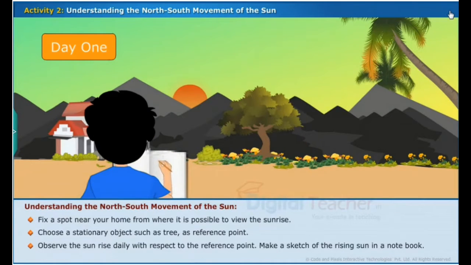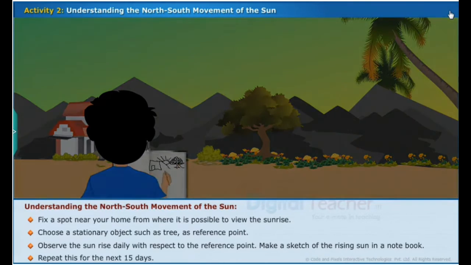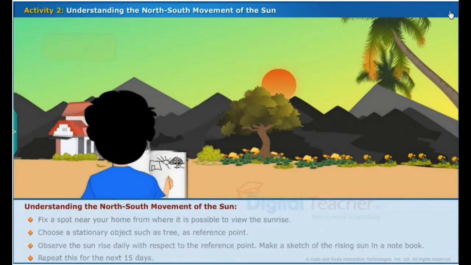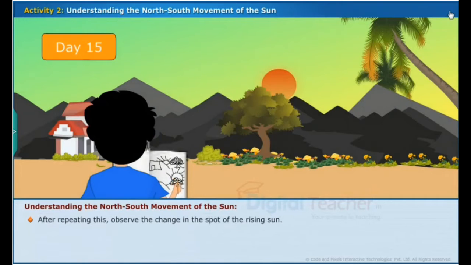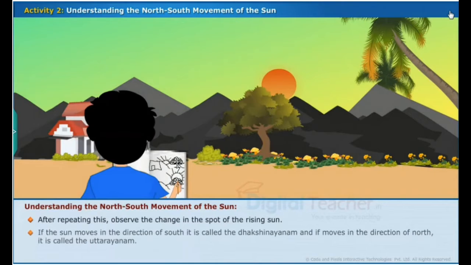Observe the sunrise daily with respect to the reference point. Make a sketch of the rising sun in a notebook. Repeat this for the next 15 days. After repeating this, observe the change in the spot of the rising sun.